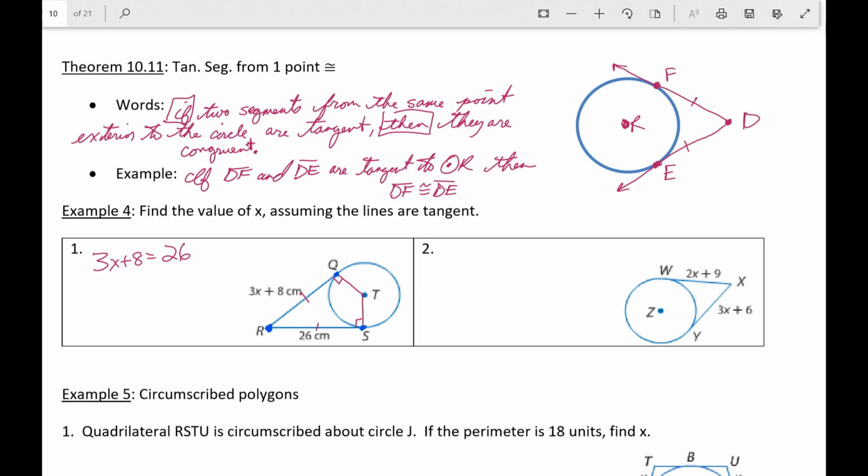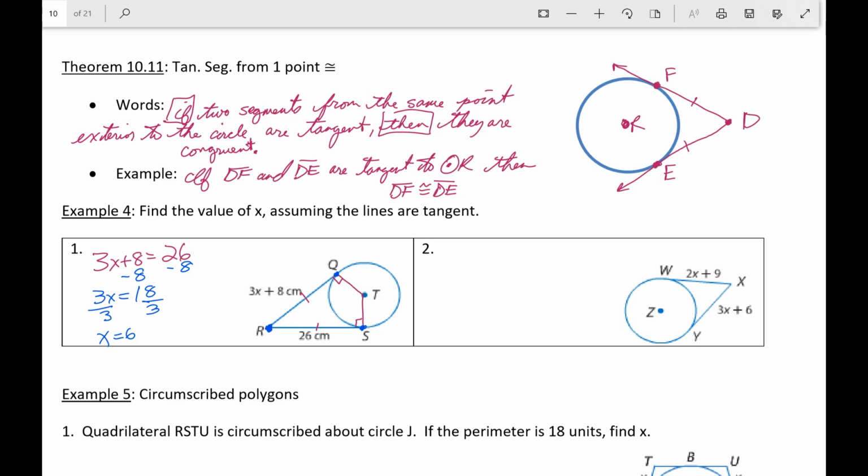So let's go ahead and solve for x. We can subtract 8 on both sides using the subtraction property of equality. And we would get 3x is equal to, let's see, that would be 18. I can divide both sides by 3, and I would get x is equal to 6.